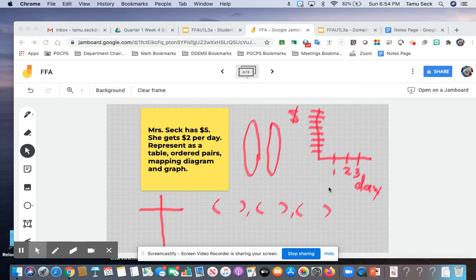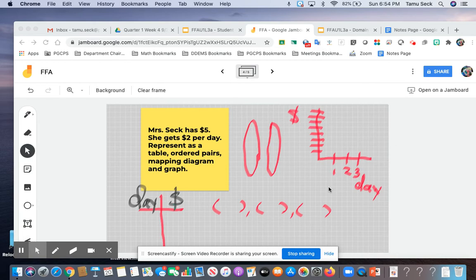So Miss Sec has $5. She gets $2 per day. You're going to represent this as a table, ordered pairs, mapping diagram, and a graph. So we're comparing the number of days with how much money Miss Sec has.